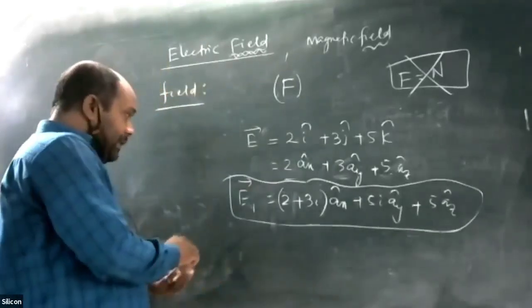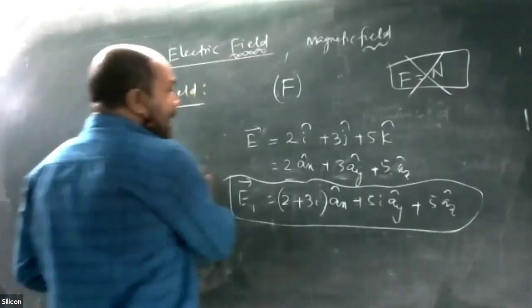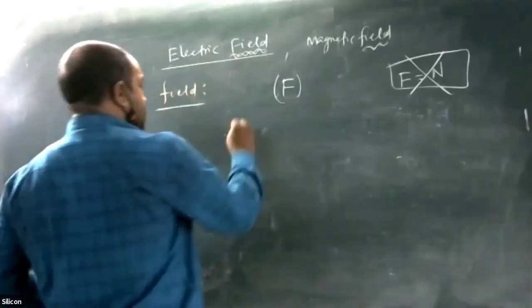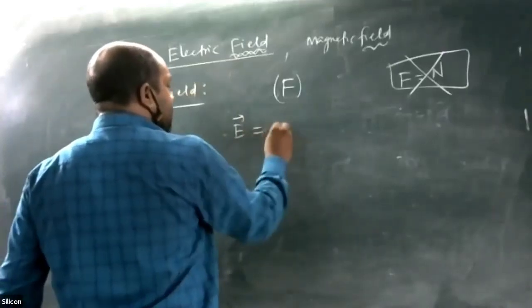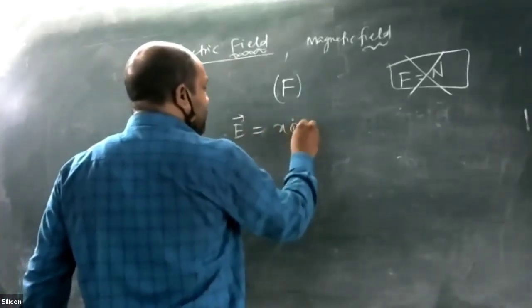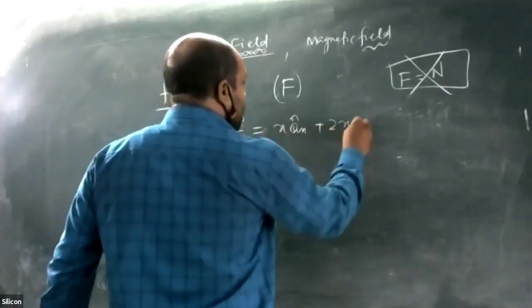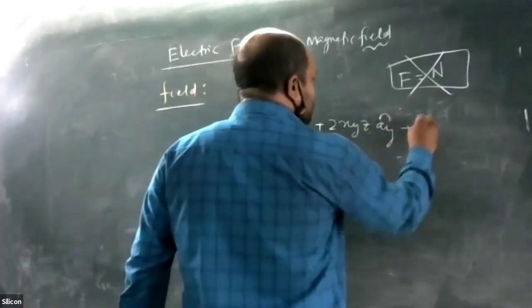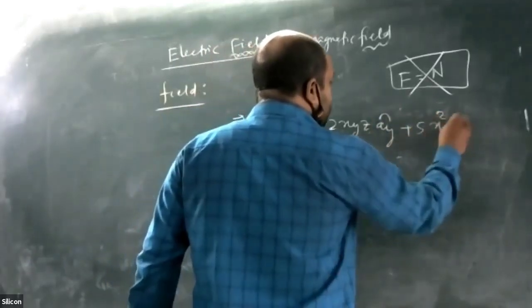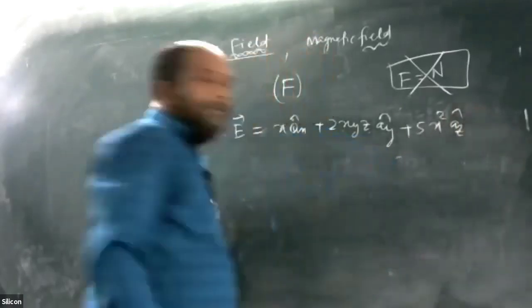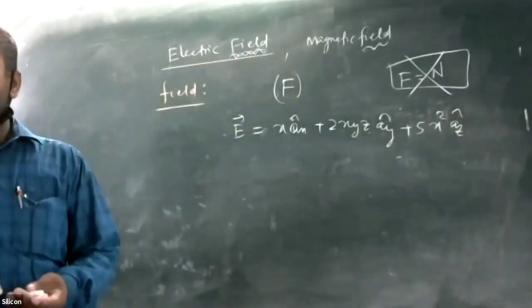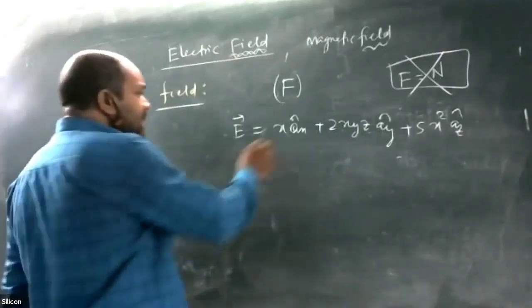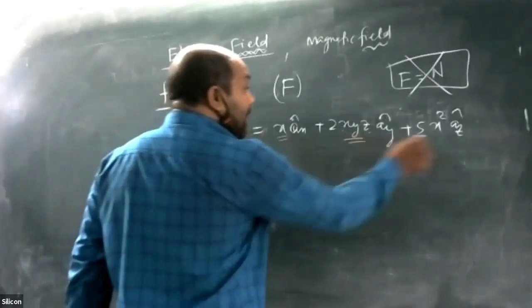Another point, you see, another electric field I want to write. E vector is equal to x ax cap plus 2xyz ay cap plus 5x square az cap. This is also an electric field. But you see here, this electric field is varying with respect to the space variable.